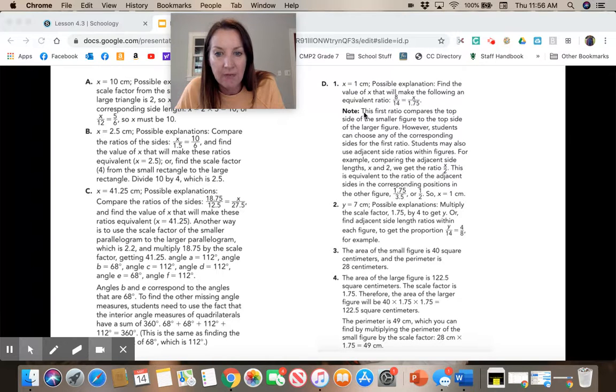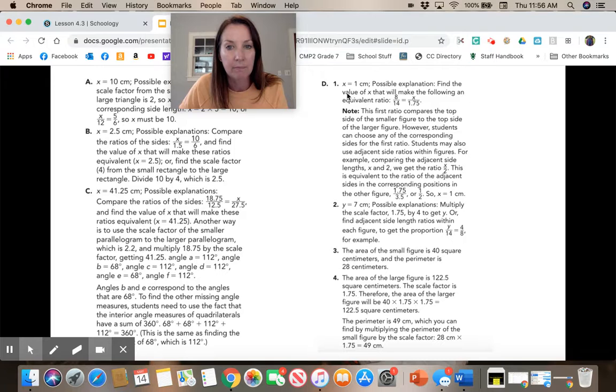D3, the area of the small figure is 40 and the perimeter is 28. So the scale factor you should have gotten was 1.75. So the area of the large figure is 122.5. The scale factor is 1.75. Therefore, you would have done 40 times 1.75 times 1.75, or 40 times whatever that 1.75 times 1.75 is. The perimeter is 49 because perimeter is just scale factor. You would do 28 times 1.75 and get 49.